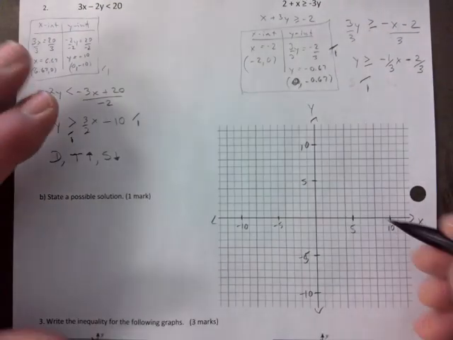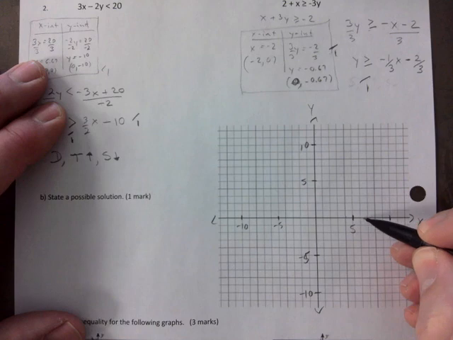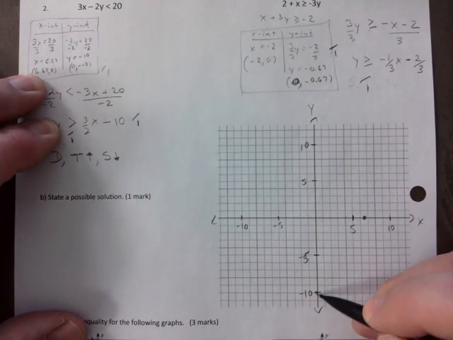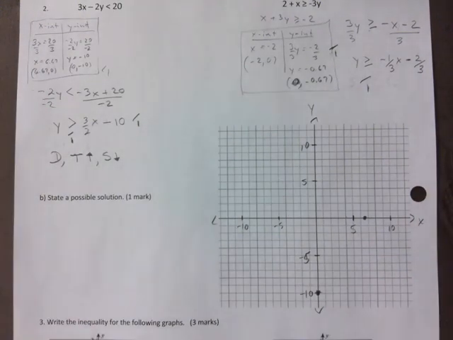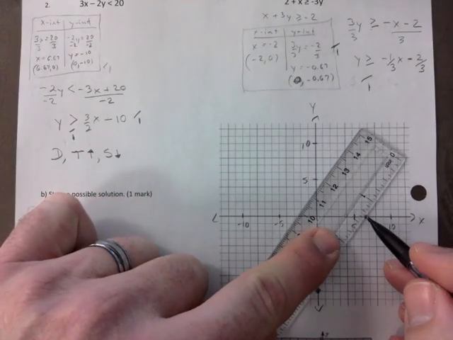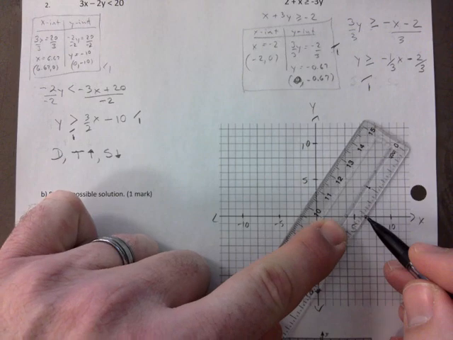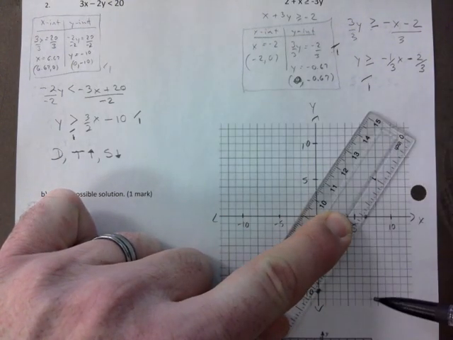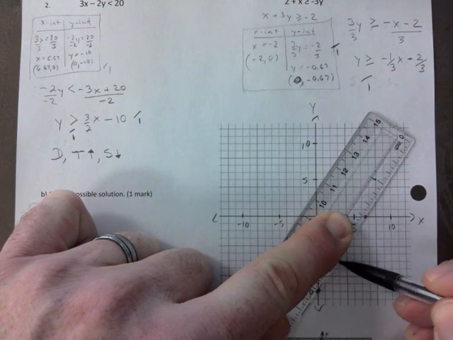First one, 6.67. This is 6. 6.67 is right about there. 0, -10 is here. It's a dashed line. It points up, which makes sense because my slope is positive, right? Positive slope. So let's go ahead and do this.